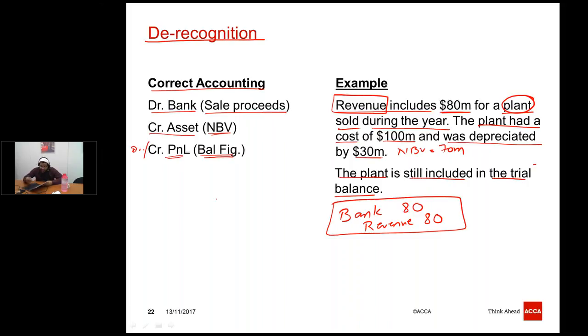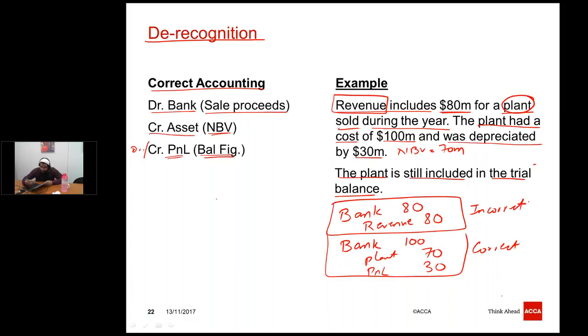The question says that the plant is still included, which means that this is the only entry prepared by the question. And the correct entry should be bank debit by 100 and plant credit by 70 and the gain on disposal being recorded by 30. Now this is the correct entry and this is the incorrect entry.